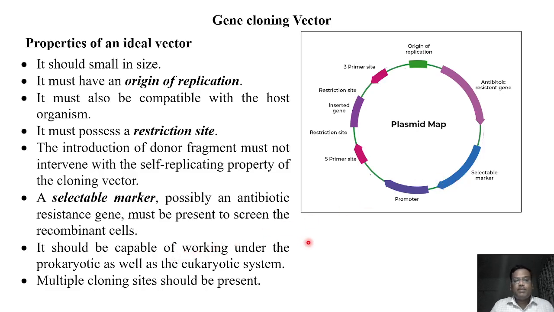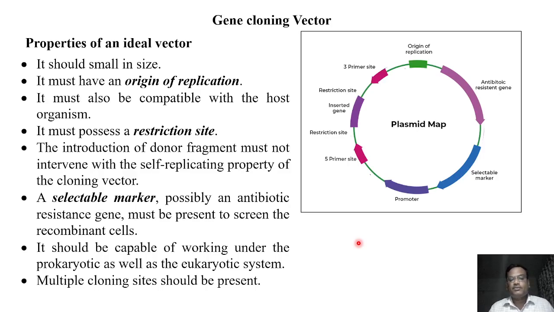It should be capable of working under the prokaryotic as well as eukaryotic system. So because we are going to introduce these gene vectors into prokaryotic cells like bacteria or plant cells, animal cells, etc. Therefore, it must be capable of working under both prokaryotic and eukaryotic system.